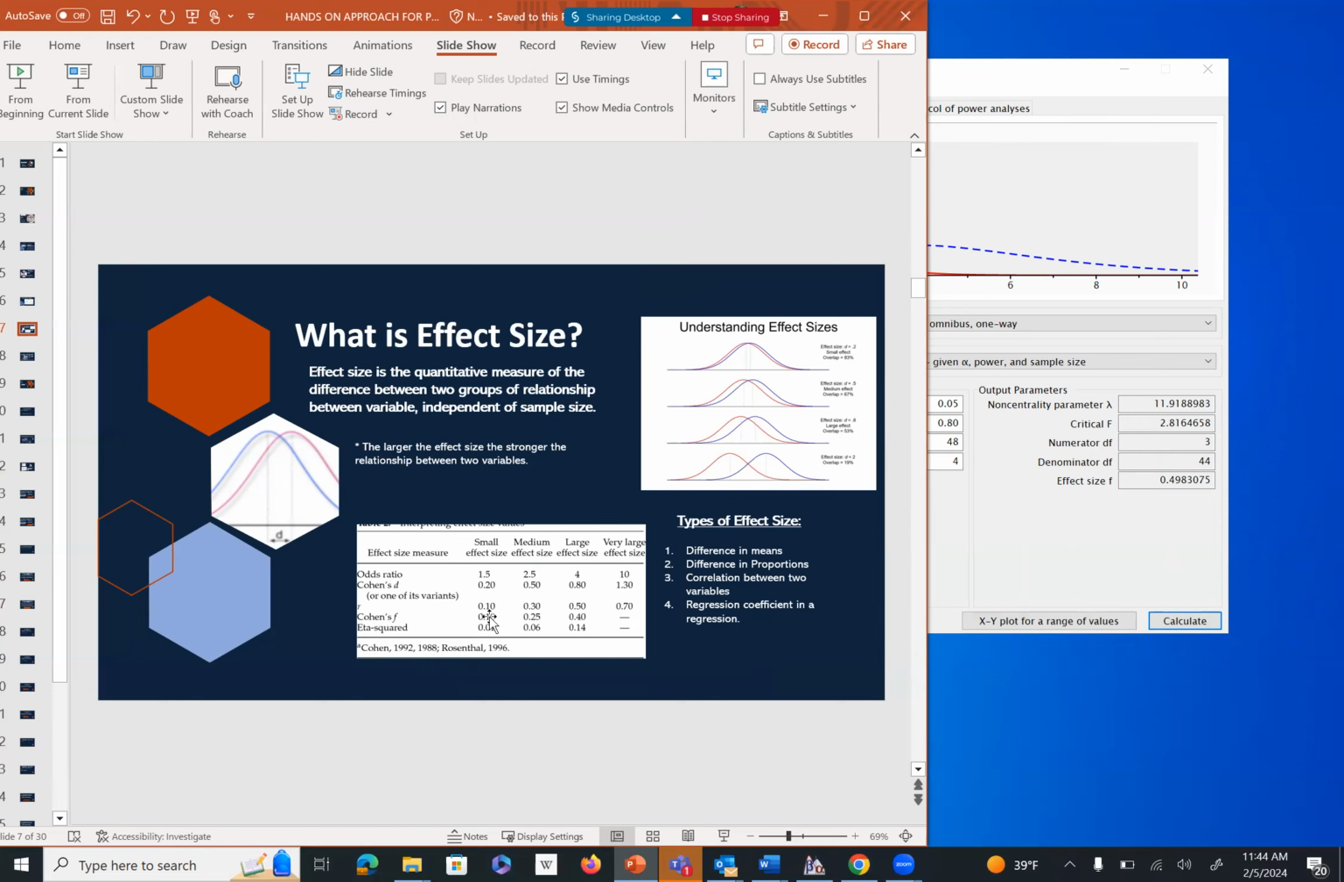this chart gives you an idea of what is a small, medium, or large effect size. So Cohen's f here; before we were looking at Cohen's d, which was for the t-tests. Now we're looking at the F tests. So we will be following the Cohen's f effect size, where a small effect size is 0.10, a medium effect size is 0.25, and a large effect size is 0.40 and above.